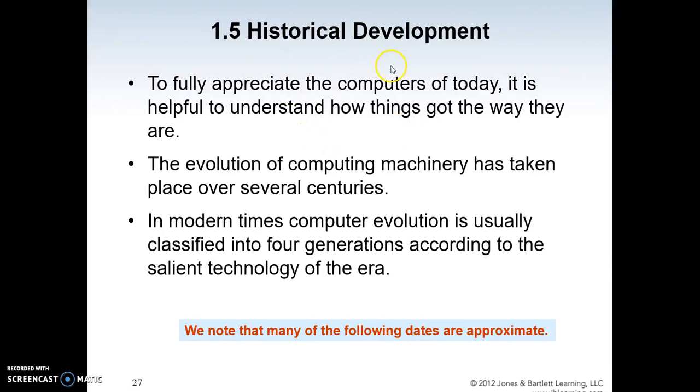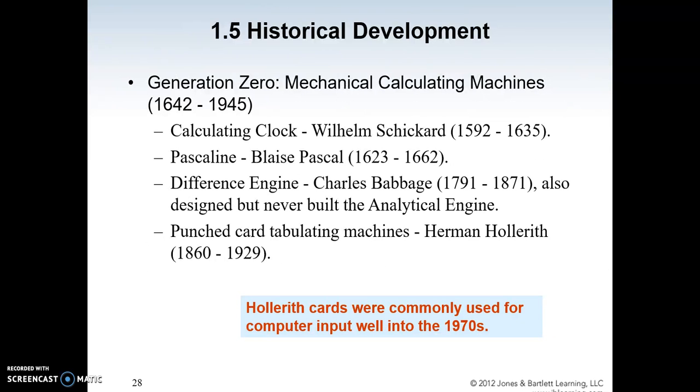So the history of the computer is developing from just a calculating machine, like calculators. That is starting from generation 0. So we have the calculating clock. You see the period is running between 1642 and 1945. We have the Pascaline, the difference engine to find the difference. And we have the punch card.